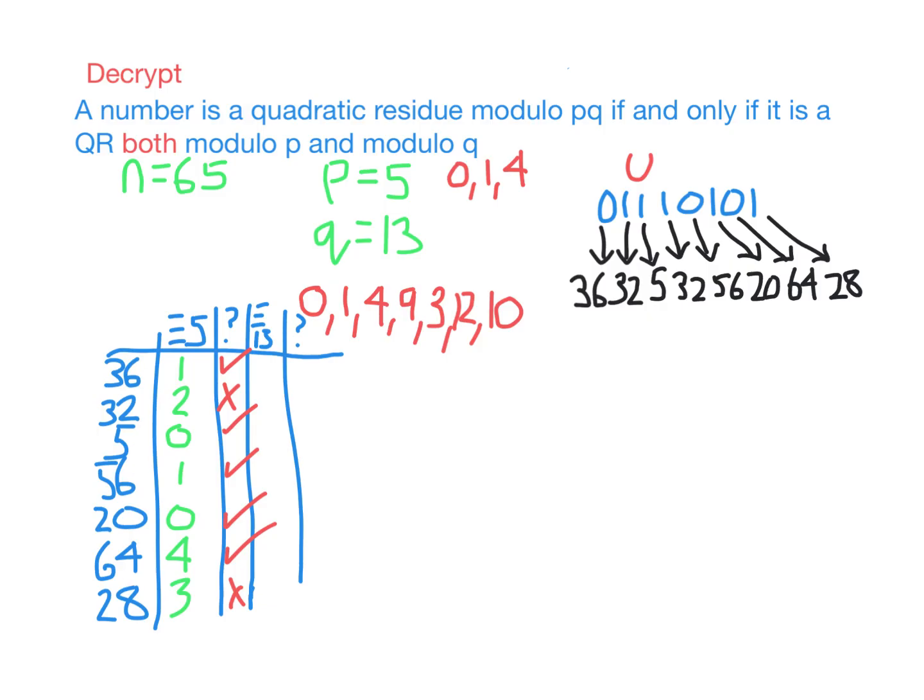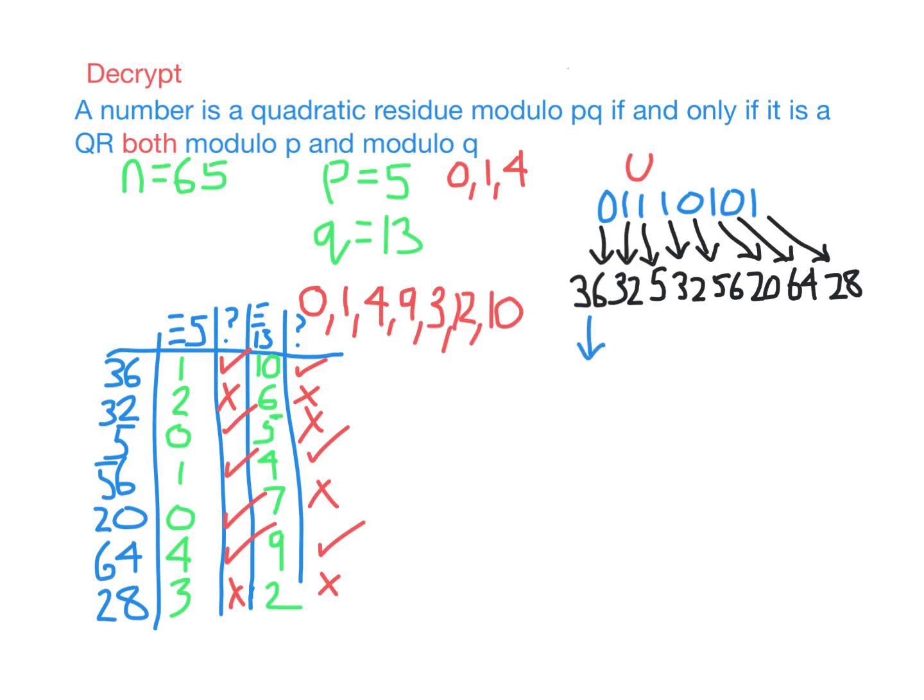We're going to take each of these numbers and reduce modulo 13. So 36 is equivalent to 10 modulo 13. We have 6, 5, 4, 7, 9, and 2. So which of those is on our list? Well, 10 was a quadratic residue modulo 13, 6 is not, 5 is not, 4 is, 7 is not, 9 is, and 2 is not. Okay, so what does that mean? Well, it means 36 is a quadratic residue modulo 5 and modulo 13.